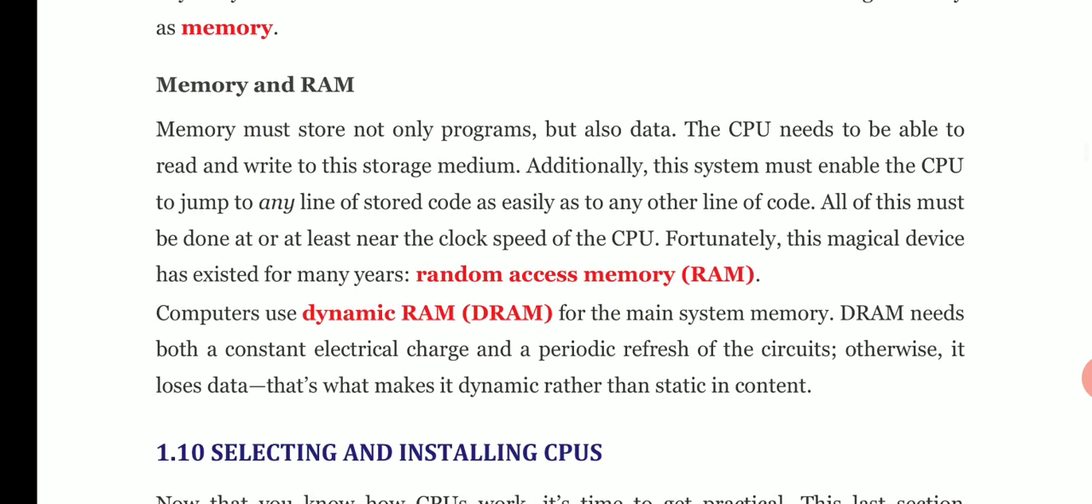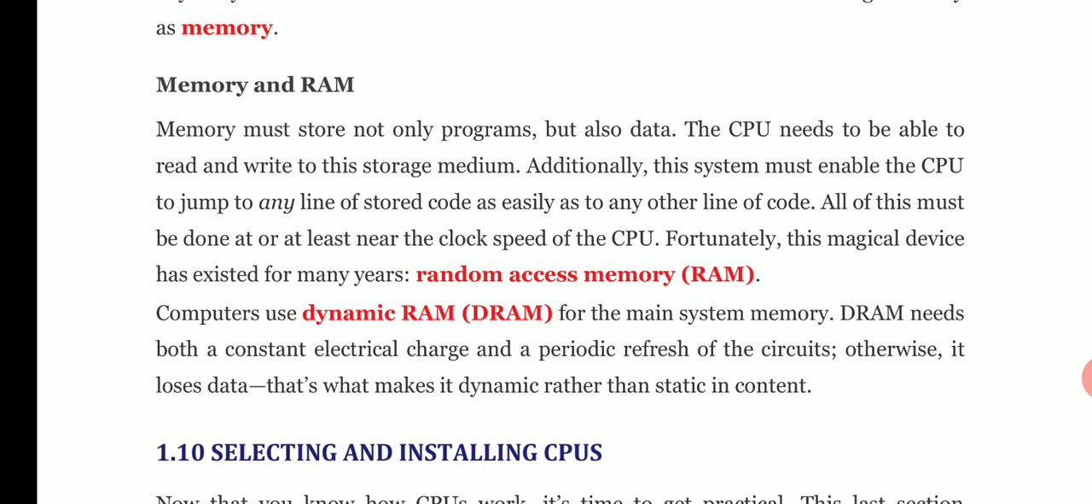Memory, or RAM, must store not only programs but also data. The CPU needs to be able to read and write to this storage medium. Additionally, this system must enable the CPU to jump to any line of stored code as easily as to any other line of code. All of this must be done at, or at least near, the clock speed of the CPU. The magical device that has existed for many years is called random access memory, or RAM.